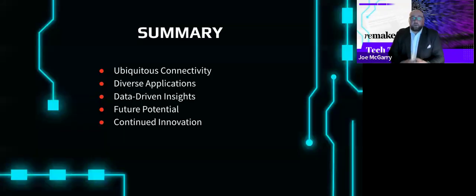So, in summary, the Internet of Things is the ubiquitous connectivity connecting billions of devices worldwide, enabling seamless communication between these devices, systems, and people, enhancing efficiency in decision-making processes. The diverse applications from smart homes and healthcare to industrial automation and smart cities span numerous sectors, driving innovation and improving the quality of life. The data-driven insights generated by these devices provide unprecedented insights, allowing for optimized operations, predictive maintenance, and personalized service. The future potential is that these devices will revolutionize how we live and work by enabling smart environments that anticipate and respond to our needs, promoting sustainability, opening new avenues for economic growth. This continued innovation lies with emerging technologies such as AI, 5G, and blockchain, continuing to make our lives better.